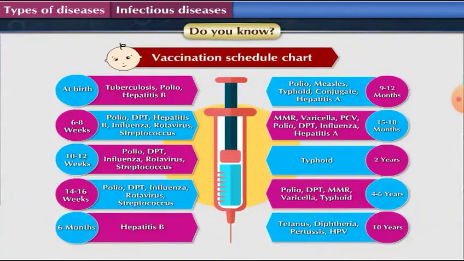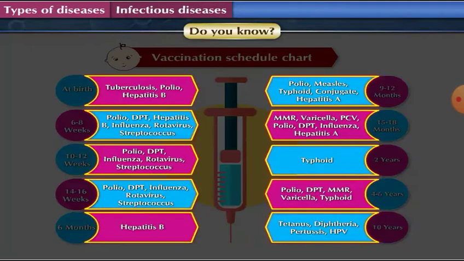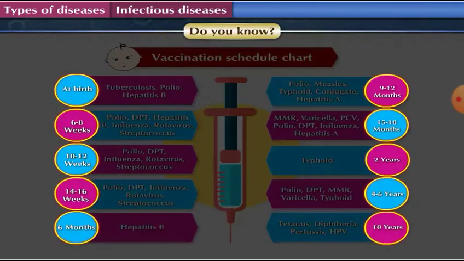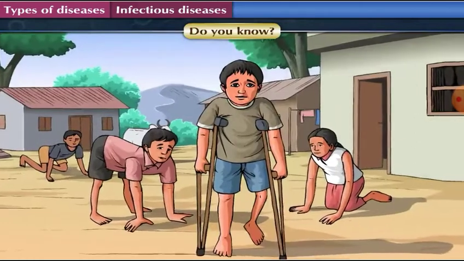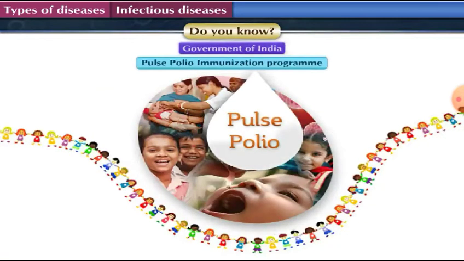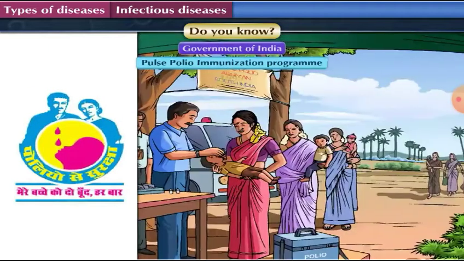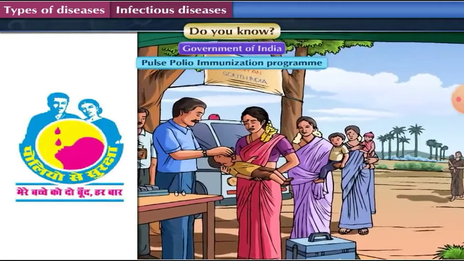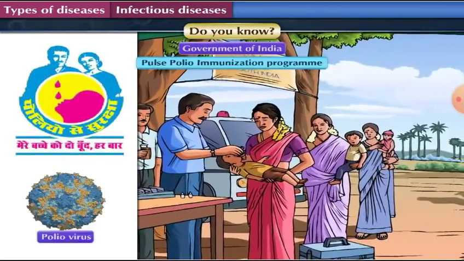This is the vaccination schedule chart. For best protection against diseases, it is necessary that we get all these vaccines on time. To eliminate polio, the Government of India started the Pulse Polio Immunization Program in 1995 by vaccinating all children under the age of 5 years against the polio virus.